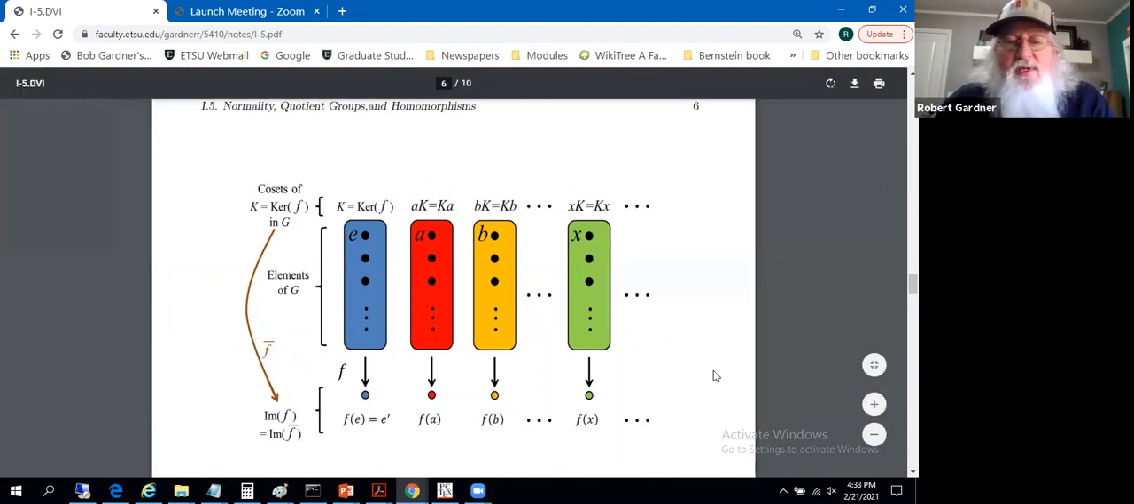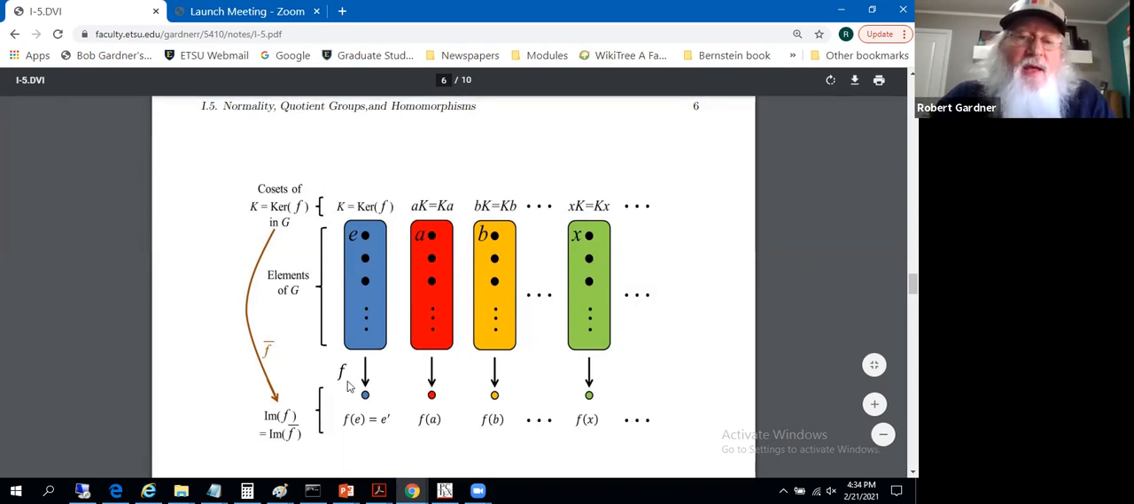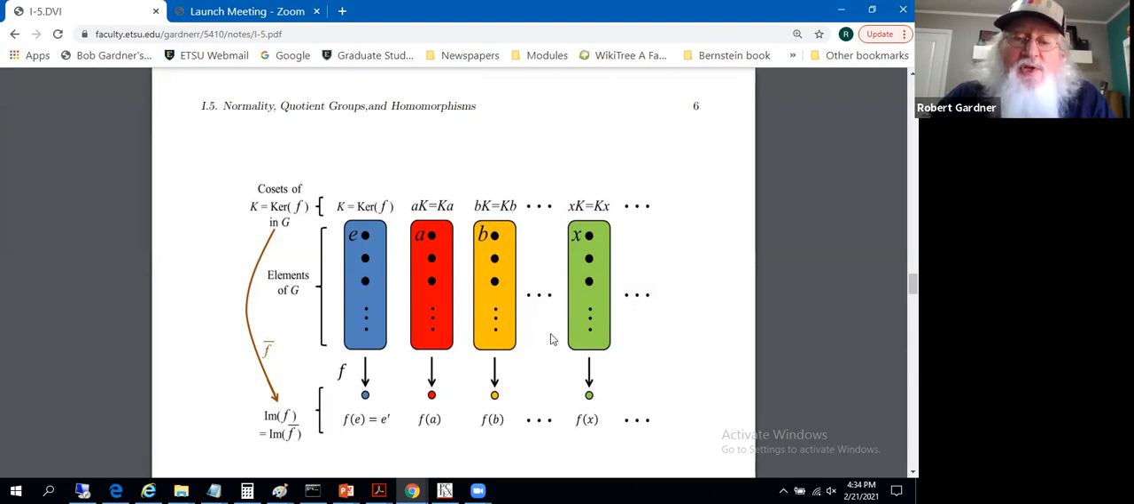But what we have here is group G. So here are all the elements of group G in these little blobs. The little blobs are cosets. Here's homomorphism F. F maps the elements of group G down here into some other group.